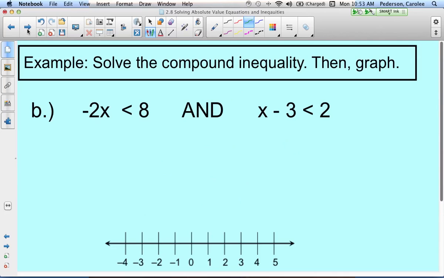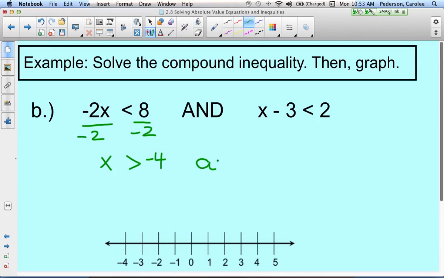And then here's an example of a compound inequality. Just like the example we did before, we want to solve them both for x. So let's take the first inequality of negative 2x is less than 8, and let's solve it for x. So we'll divide both sides by negative 2. Now remember, when you divide by a negative number in an inequality, it's going to flip that inequality direction. Now I'm left with x on the left, and then 8 divided by negative 2 is negative 4.